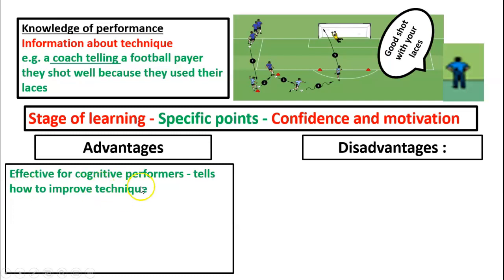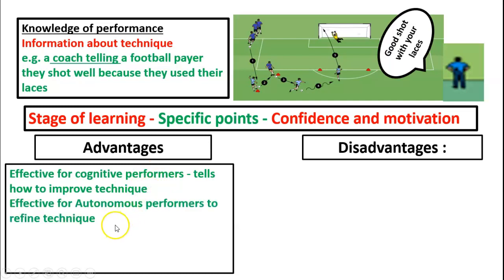Now on top of that, it works in a very similar way for autonomous performers, but rather than telling them how to improve their technique, it's effective for autonomous performers because it allows them to refine their technique. So it might be a tiny little coaching point. For example, a coach might say, right, when you hit your laces, can you just try and curve around the ball a little bit? Just to swerve it into the far corner.